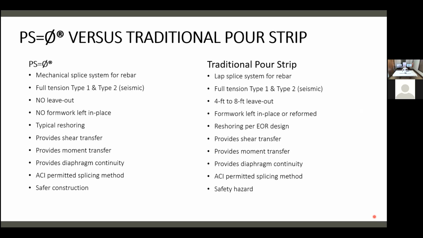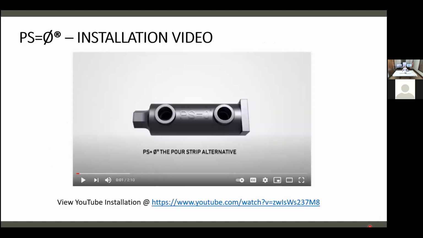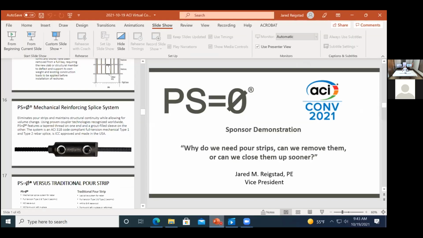So full tension, yes, we got that. We don't have the leave out. We get all the good stuff with our system and none of the bad stuff. All right, we don't have the leave out. We don't have anything left in place, and we're safer. And we provide all the functionality and structural pieces that the engineer needs to transfer loads like a normal pour strip. Here we're going to show a little installation video, and it's just a couple minutes long, so just enjoy this. This is of our typical, not typical, but slab to slab install when you don't need a stressing strip, okay?